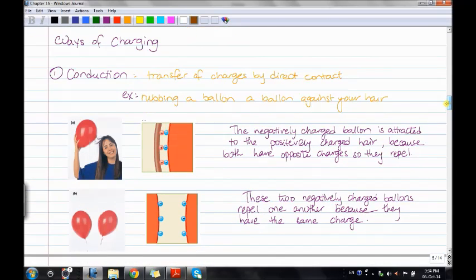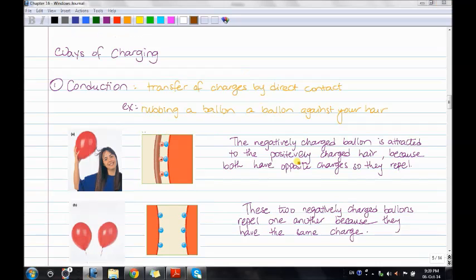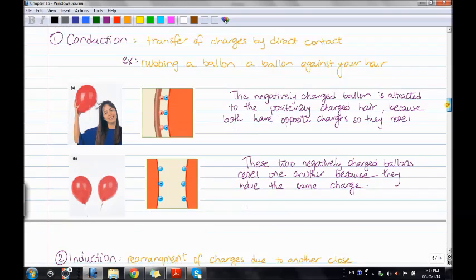Now, ways of charging. First, conduction. Conduction is the transfer of charges by direct contact, for example, rubbing a balloon against your hair. As you can see here, when you rub a balloon against your hair, the hair has positive charges while the balloon has negative charges, so they attract because they have opposite charges. If you rub two balloons against each other, they both have negative charges, so they repel because they are like charges.